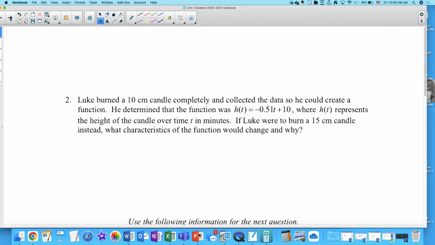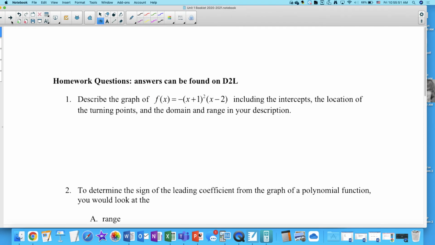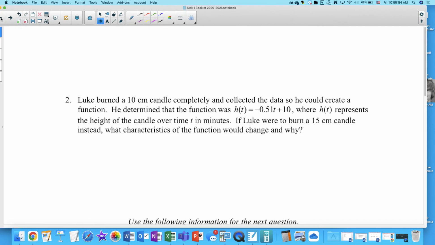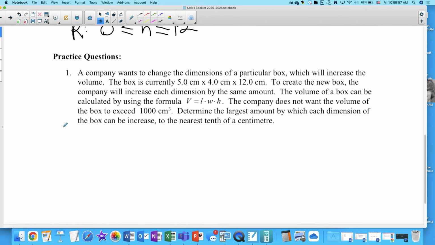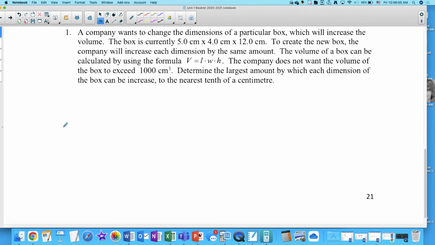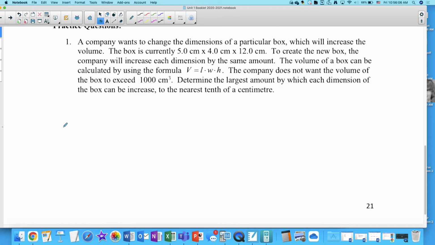Okay? So, company wants to change the dimensions of a particular box, which will increase the volume. The box is currently 5 centimeters by 4 centimeters by 12 centimeters. To create a new box, the company will increase each dimension by the same amount. The volume of a box can be calculated using the formula V equals L times W times H, length times width times height. The company does not want the volume of the box to exceed 1,000 centimeters cubed. Determine the largest amount by which each dimension of the box can be increased to the nearest tenth of a centimeter. Okay. What do you think would be a valuable thing to do right now?